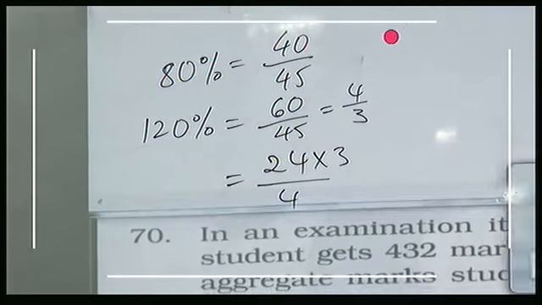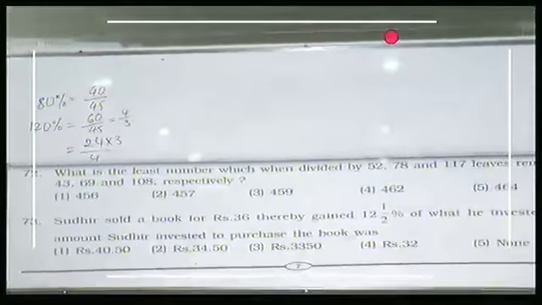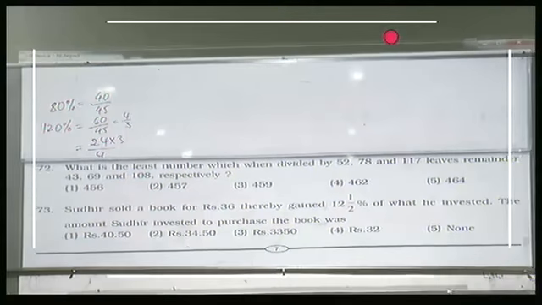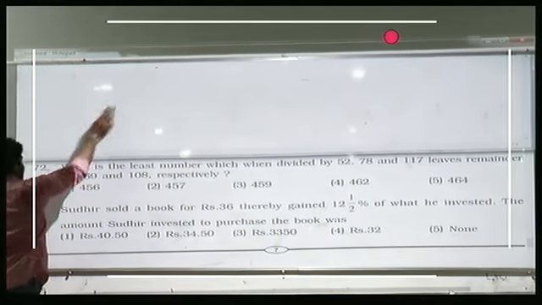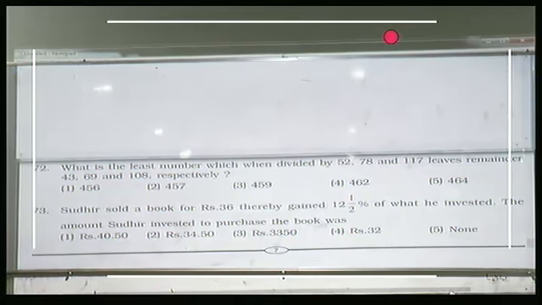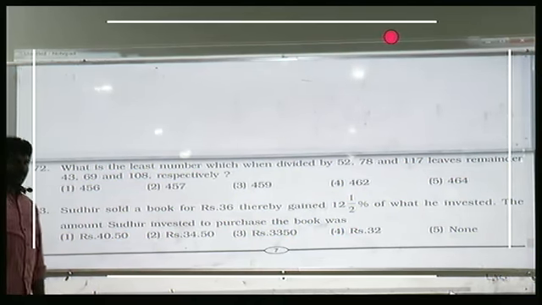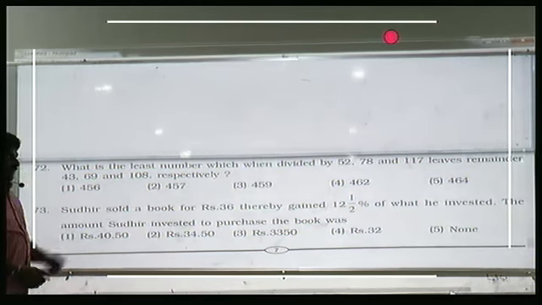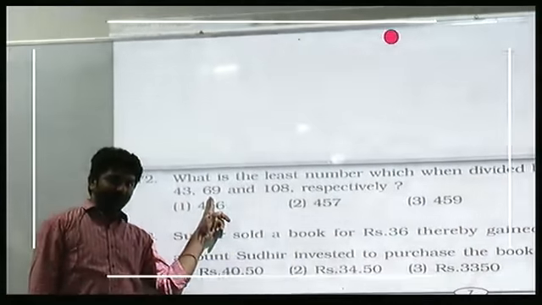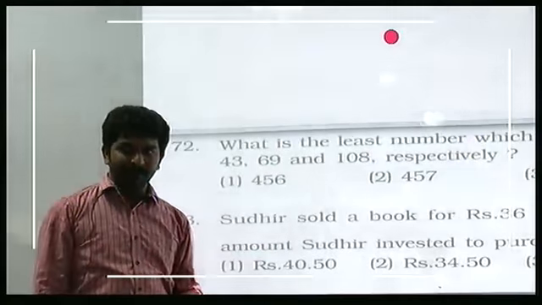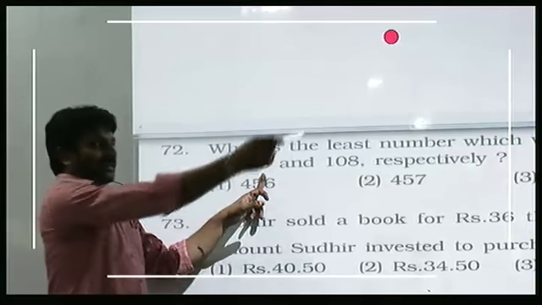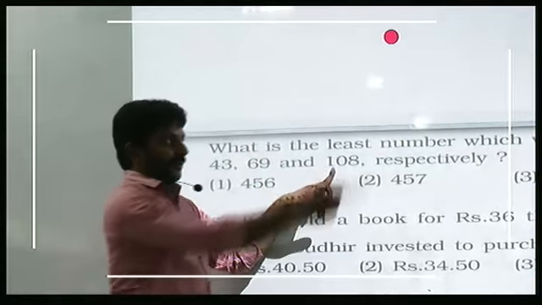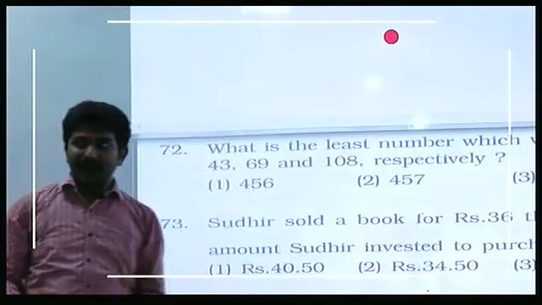Next, 72. What is the least number which when divided by 52, 78, 117 leaves the remainders 43, 69, 108 respectively? Process wise, when different divisors have different remainders, there will be a common difference. 52 and 43, what is the difference? 9. 78 and 69, difference 9. 117 and 108, difference 9. So you have a common difference.